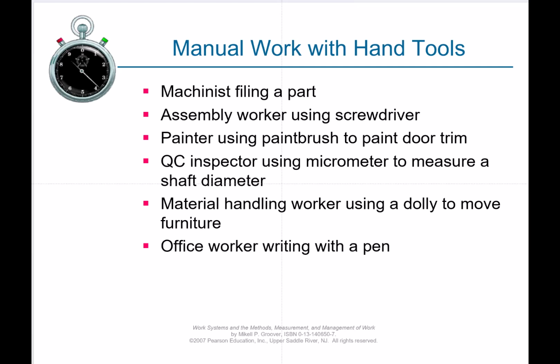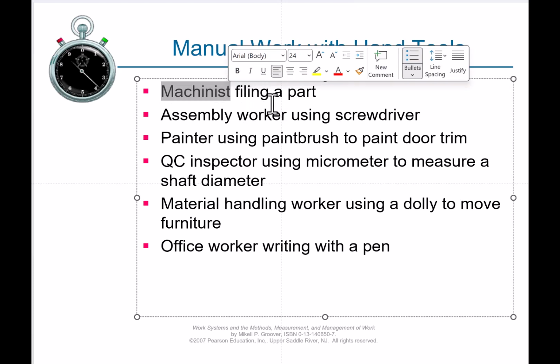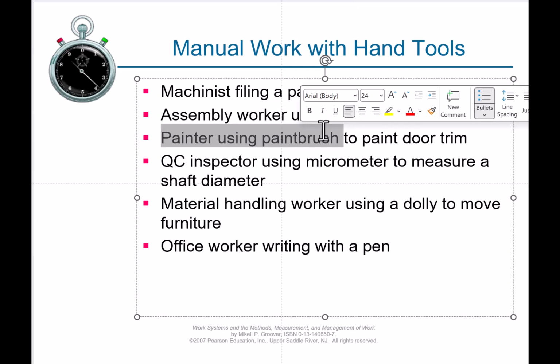Again, for the manual work with hand tools, you need to look at the machinist using a tool such as filing a part, or an assembly worker using a screwdriver, or a painter using a paintbrush. So in your observations, you want to observe what kind of tools they're using, what tools they're up to, and the technology of the tools they're using. And sometimes your job as an engineer is to find the proper tools.